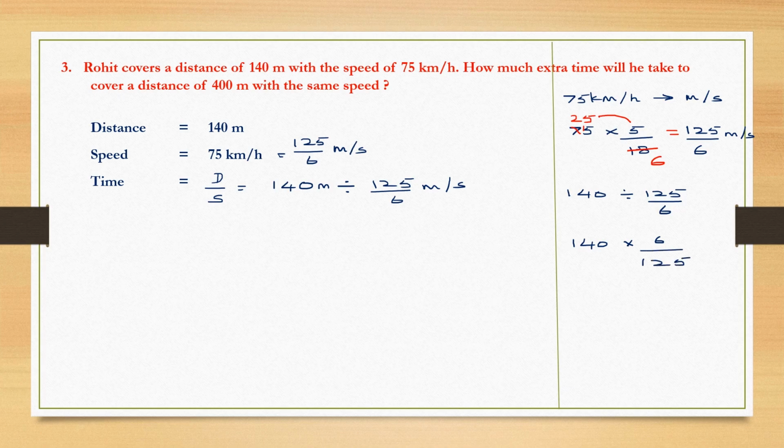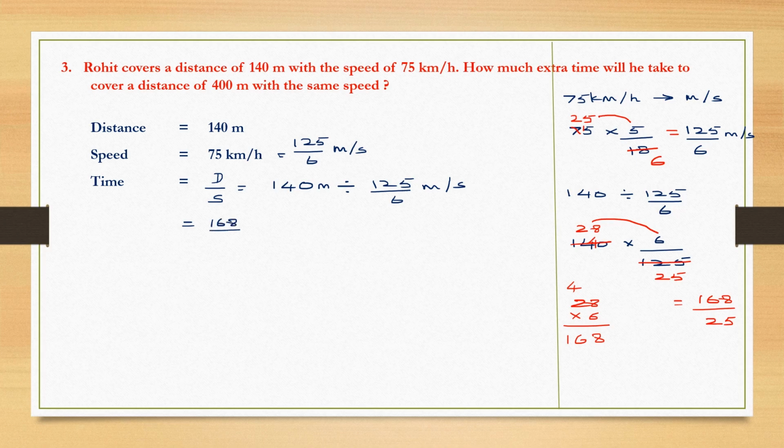I can cancel 140 and 125 by 5. 5 twos are 10, 5 fives are 25. Here 5 twos are 10, there is 4 remaining, 5 eights are 40. Now let's multiply the numerators. 28 into 6 and denominator is 25. So 28 into 6, 6 eights are 48, carry 4, 6 twos are 12 plus 4 is 16. So here what do we get? 168 in the numerator. In the denominator we have 25. So this is 168 by 25.